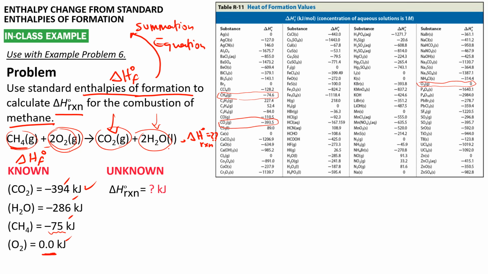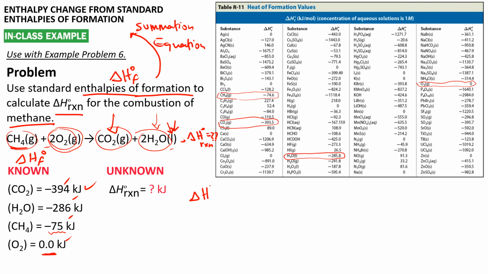And finally, H2O liquid is minus 285.8. We need to pay attention to the physical state, liquid, solid or gas, because we have two H2O: one is liquid and one is gas. So you need to choose the one that is mentioned in the equation. It's liquid, so we'll choose the liquid, which is minus 286. So let's find delta H RXN.